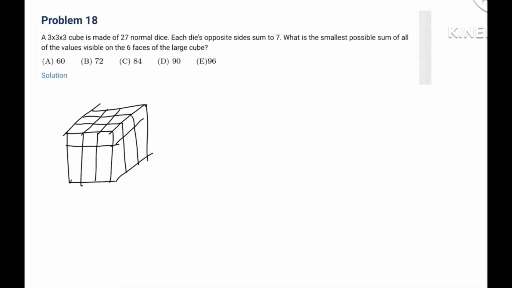Like this. Each dice's opposite sides sum to 7. Yet, what's the smallest possible sum of all the values visible on the 6 faces of the large cube? Okay, so right here, in this cube, there are some cubes that have only 1 face visible. For these to have the smallest possible sum, this would be 1, and there would be 6 of these, right, in each face.